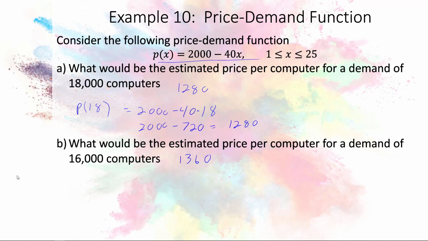Well, let's make sure. P of 16 is equal to 2,000 minus 40 times 16. That's going to be equal to 2,000 minus, I forgot the zero there, minus 40 times 16, or 2,000 minus 640, which will be equal to 1360. So it does indeed work out just fine. And that takes care of everything in the first problem. Let's go to the next one.